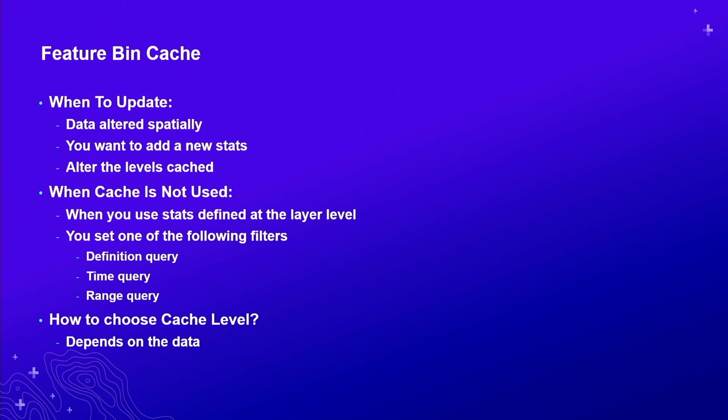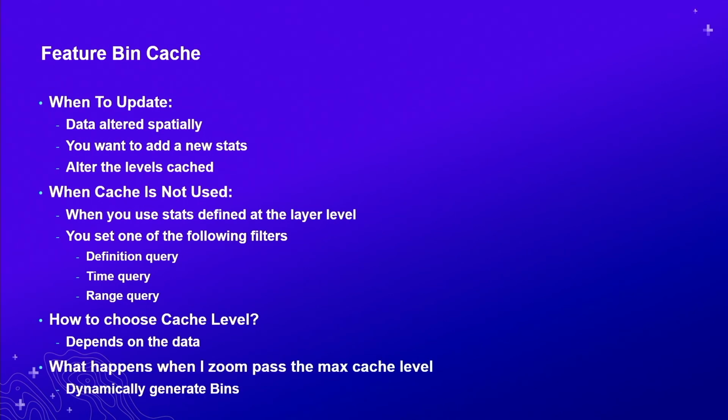How to choose the cache level? It all depends on the data. If your data is global data, you may get away with generating cache up to level 10, 12, but if your data is for a small area such as Manhattan in New York City, then you may want to go up to, I don't know, level 18 or 20 or something like that. So it all depends on your data. As I said, the cache is not generated all the way to the last level because it takes up a lot of storage.